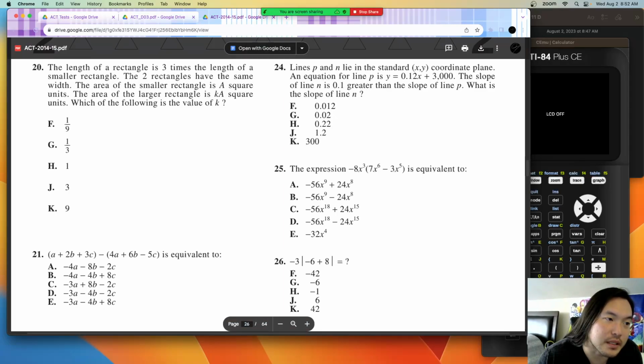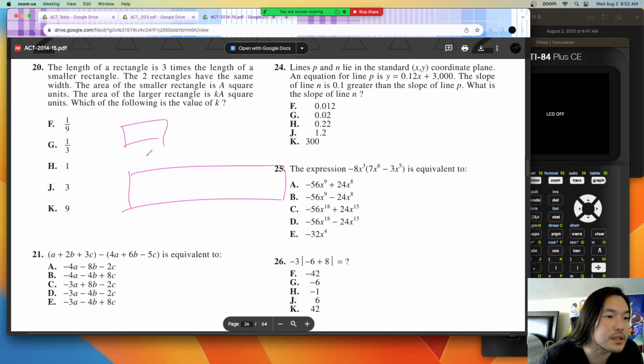Length of a rectangle is 3 times the length of a smaller rectangle. Okay, so we have 2 rectangles. And then one's really long, like 3 times as long. So let's call this x, let's call this 3x. They have the same width, so width and width, sure.